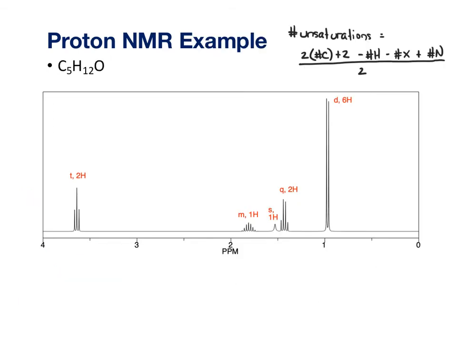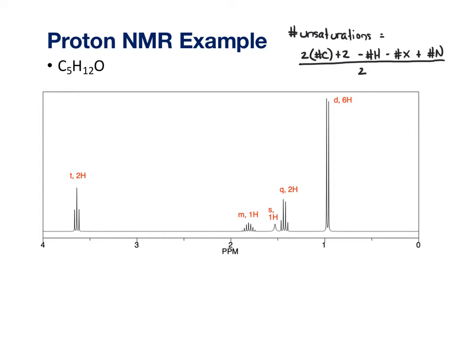So here's an example of how we might work through a proton NMR. In this case, we are given a molecular formula. So the first thing you want to do is figure out the number of unsaturations, which will tell us the number of rings or pi bonds. Use the formula 2 times the number of carbon plus 2 minus the number of hydrogen minus the number of halogens plus the number of nitrogen, divided by 2.